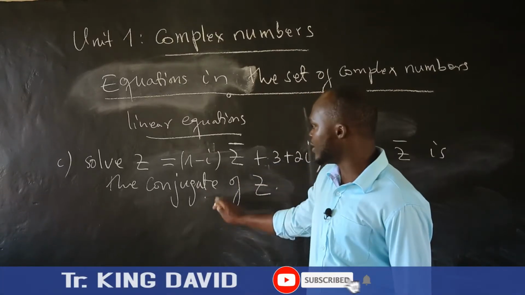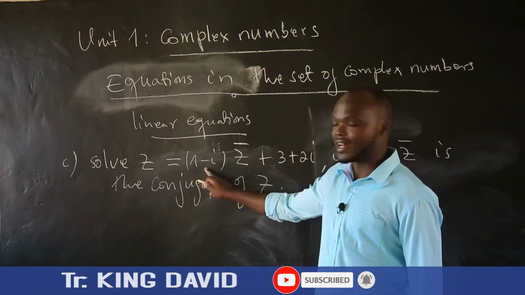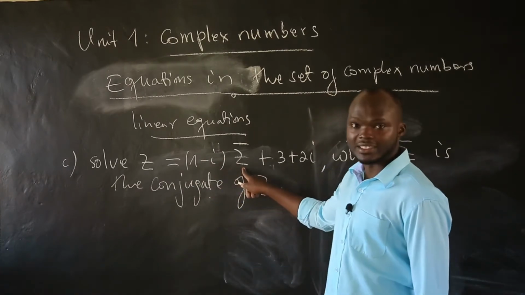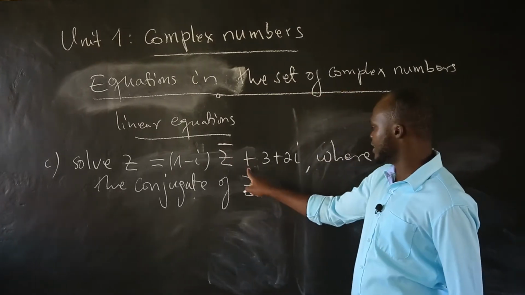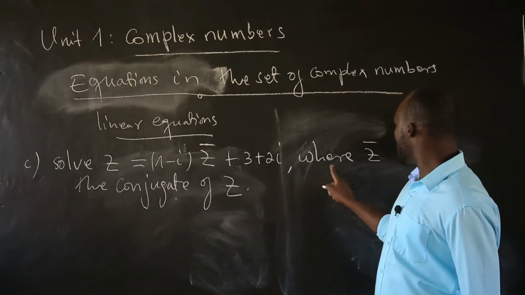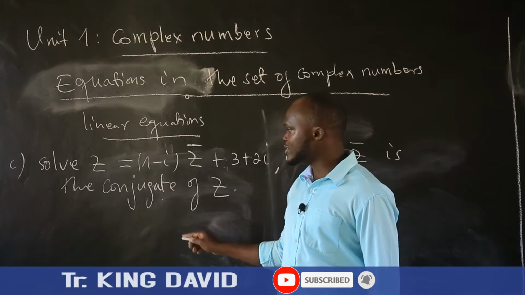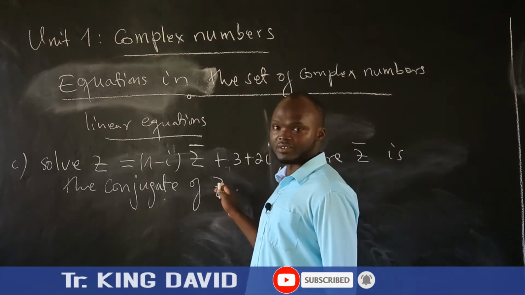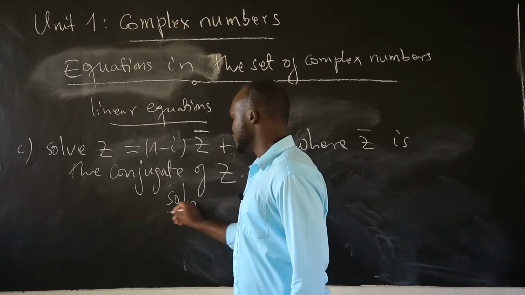Then C, we have C. Solve z equal to 1 minus i times z conjugate plus 3 plus 2i, where z bar is the conjugate of z. So the question is to solve this equation. So how can we solve that equation?